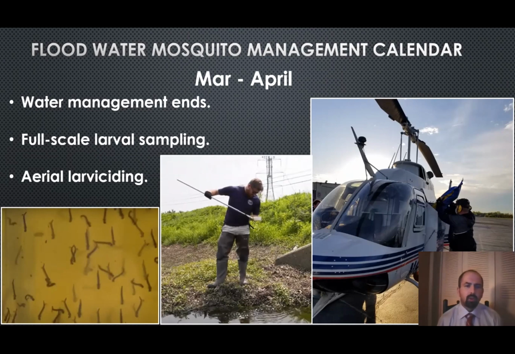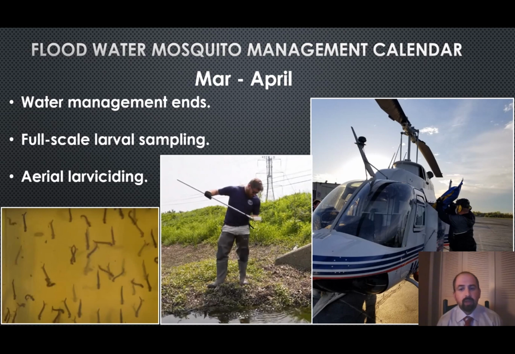As we get into March and April, we begin to move away from water management and implement full-scale larval sampling. Each day, these specimens are brought back to the lab for identification to species, and during that time, we also determine their developmental life stage so we know when best to implement our initial larviciding program. This typically happens during mid-April, where we call for aerial larviciding from an outside contractor that we use. And you can see that pictured on the right side of your screen.